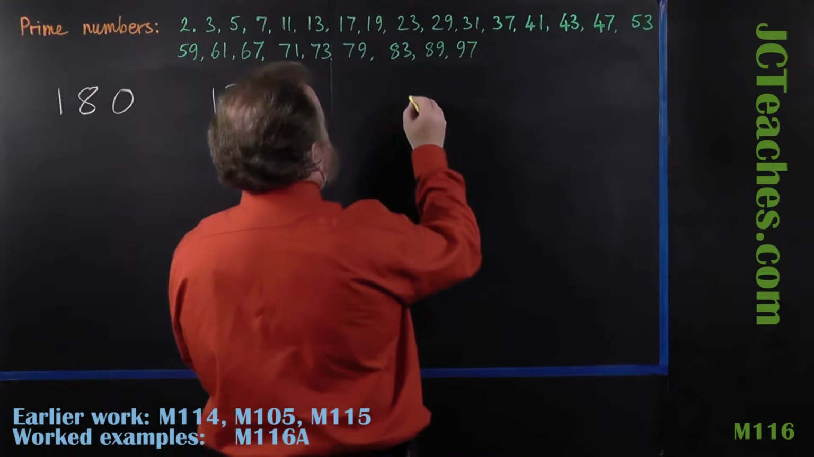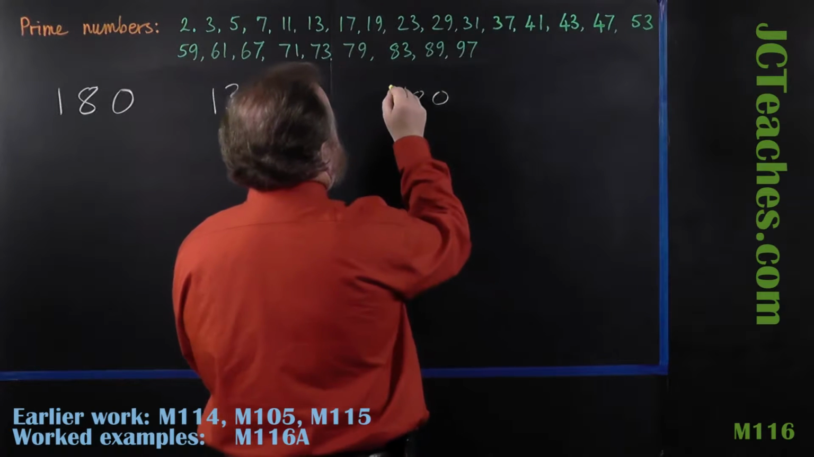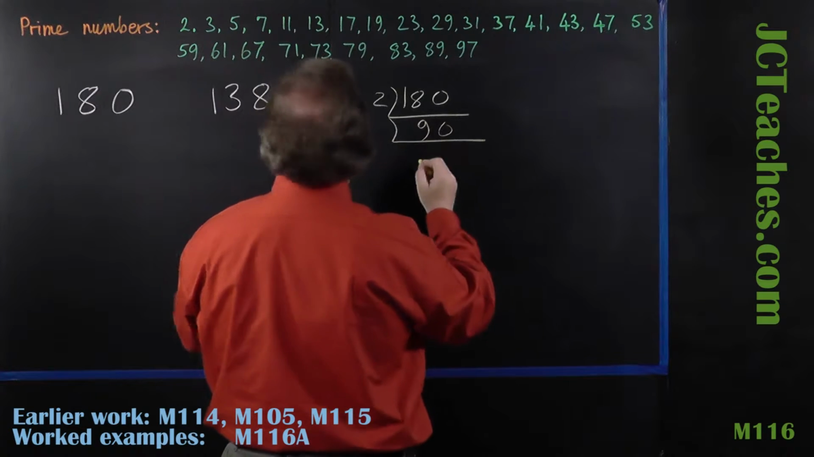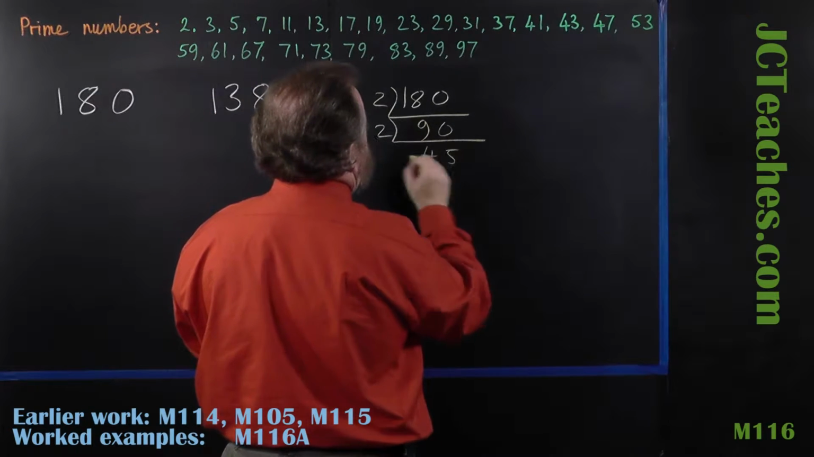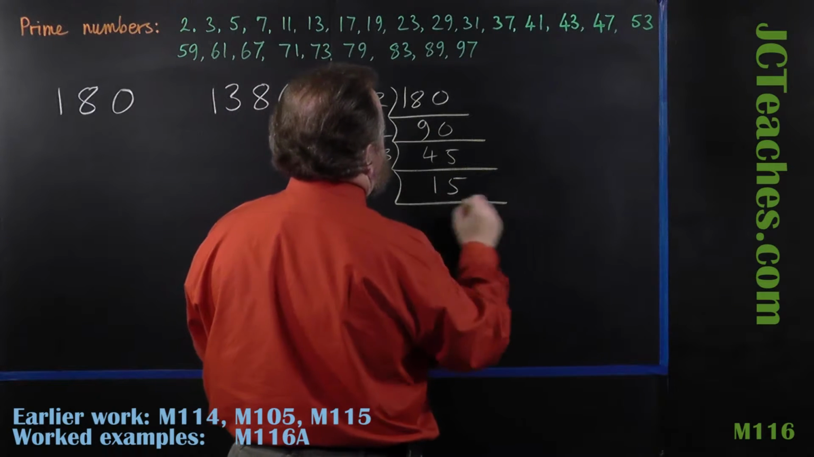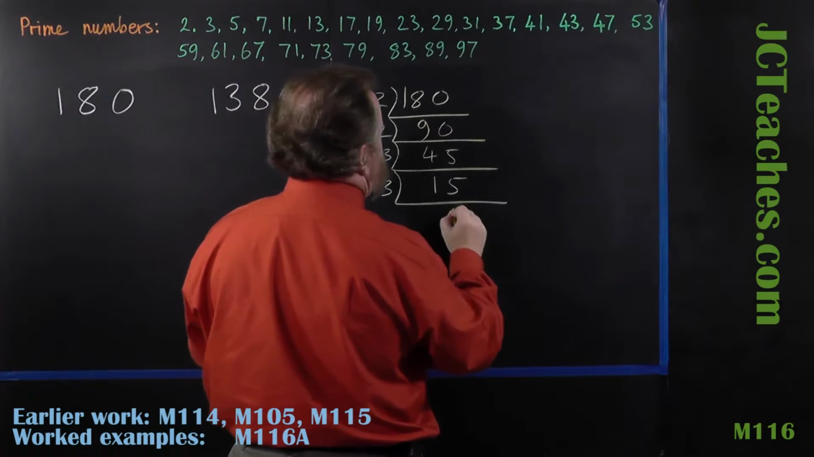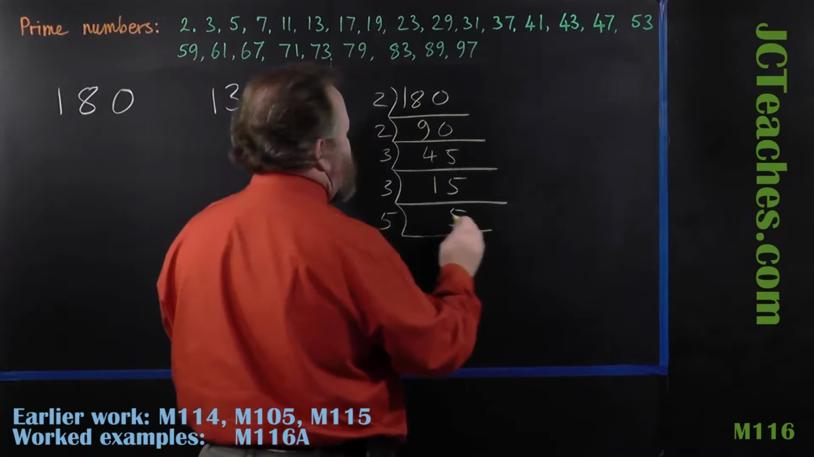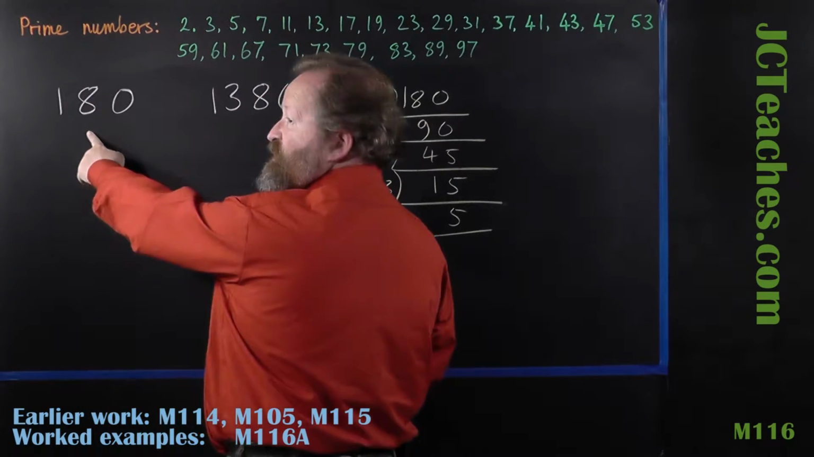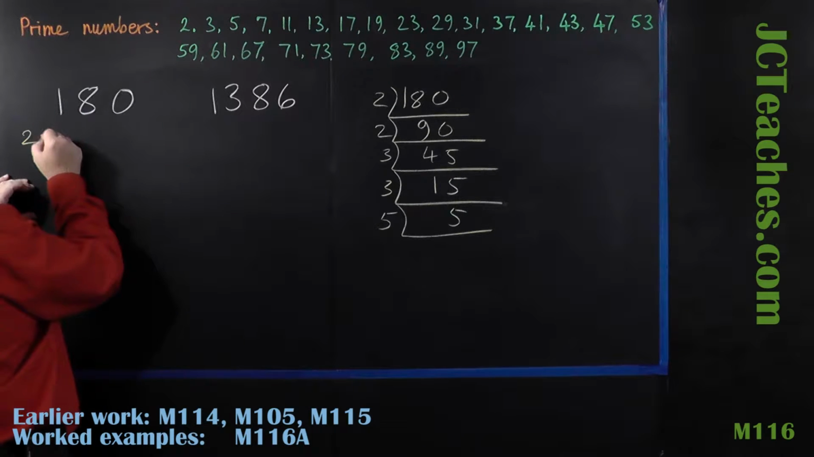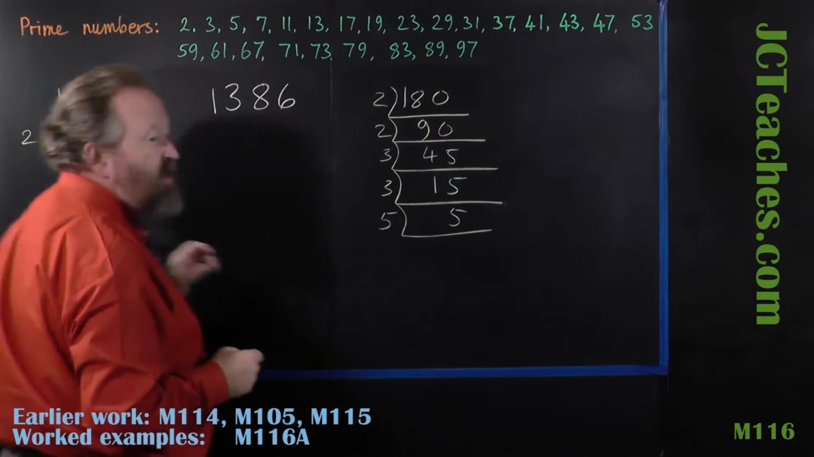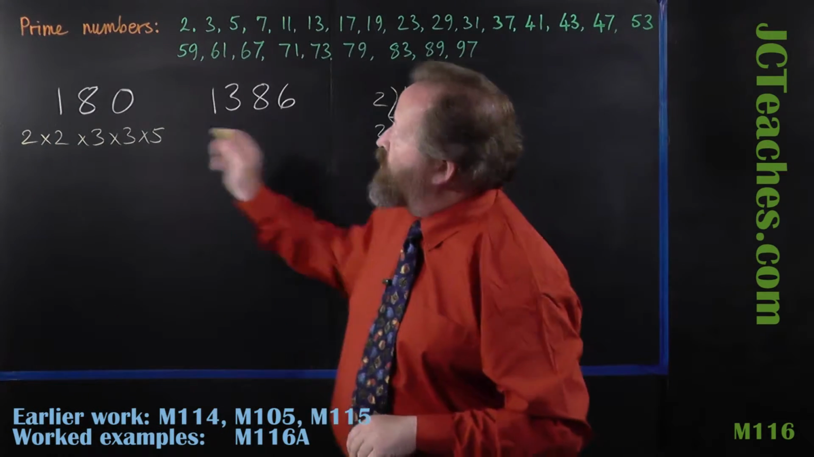So 180. 2, yes, 90. 2 goes into that, yes, 45. Does 2 go into that? No, but 3 does, and that's 15. And 2, no, 3, yes, 3 times 5. 5 there. Okay, so for this one, I've got 2 times 2 times 3 times 3 times 5. So I'll write those here. So those are the prime factors of 180.